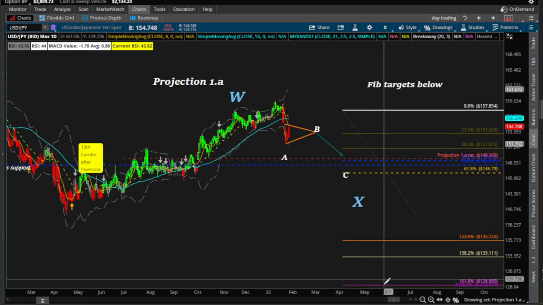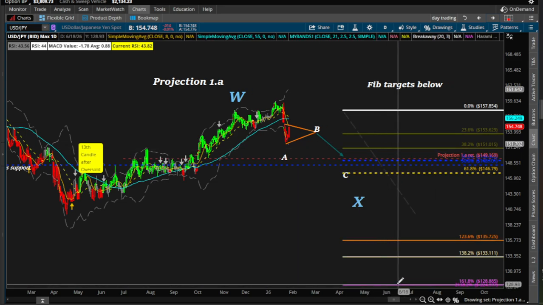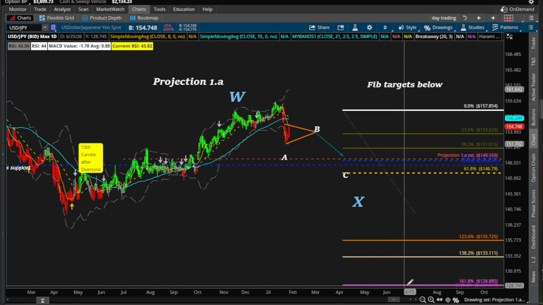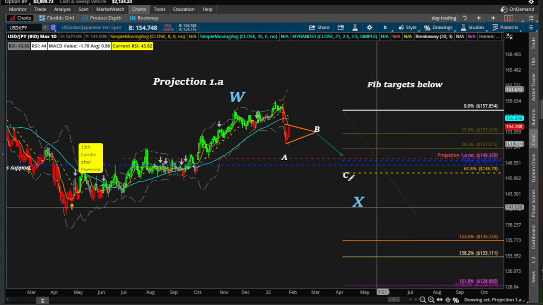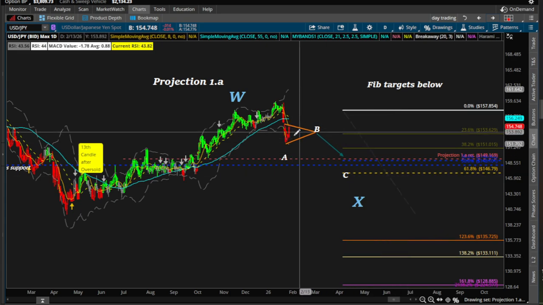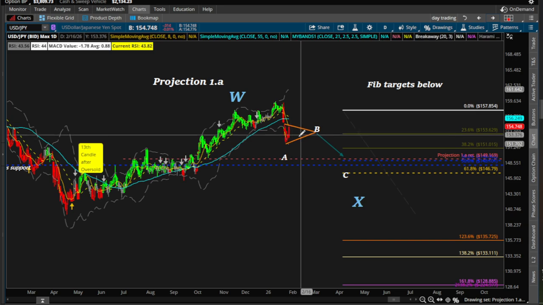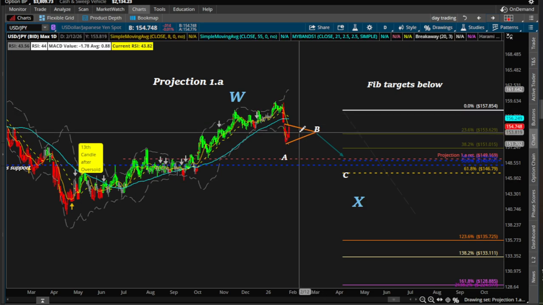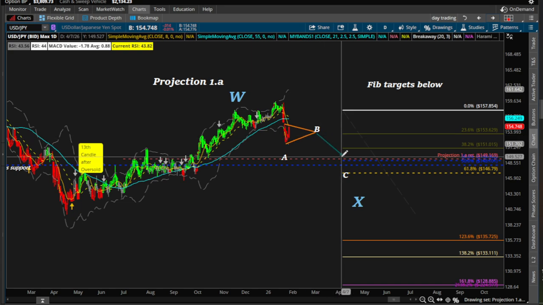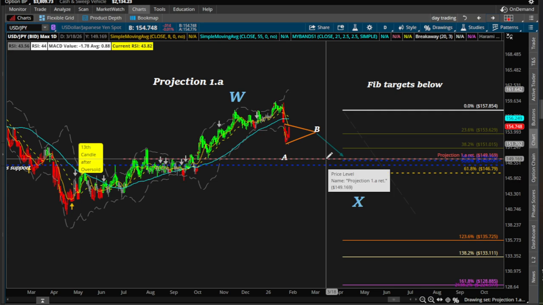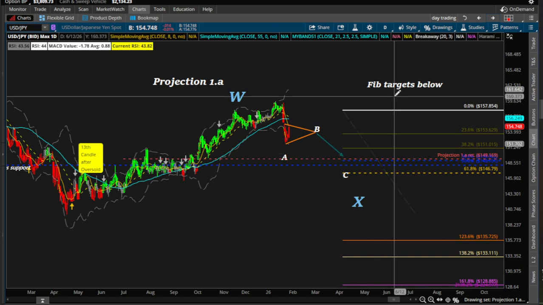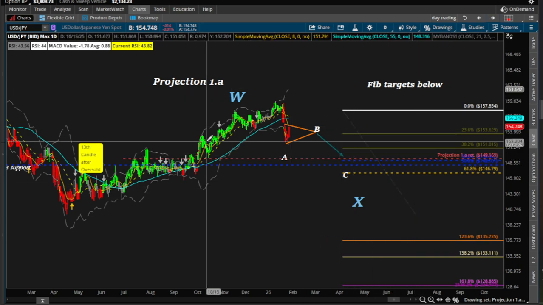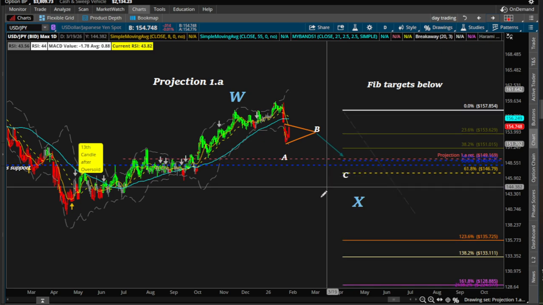Okay, so remember, we're still looking for a cycle that ends around June, July, the end of June, beginning of July. So what I'm thinking is maybe we form some kind of sideways consolidation here for the next month or so, forming a triangle pattern, maybe a wedge, and then maybe we break out of that and come down and test this price level here at 149.169. So that would be a real significant target. Obviously these fib targets below, any of these can hit, but this would be the more significant one.